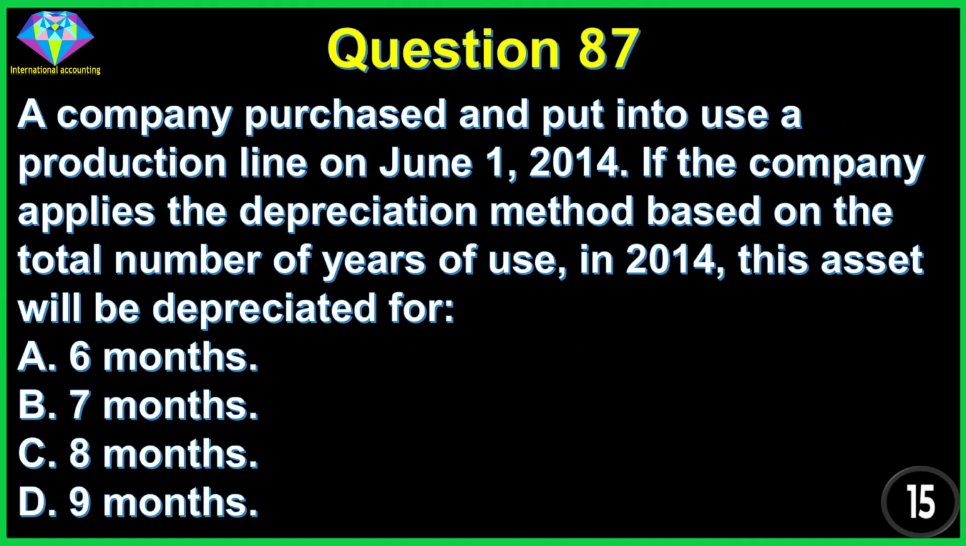A company purchased and put into use a production line on June 1, 2014. If the company applies the depreciation method based on the total number of years of use in 2014, this asset will be depreciated for A. 6 months, B. 7 months, C. 8 months, D. 9 months.